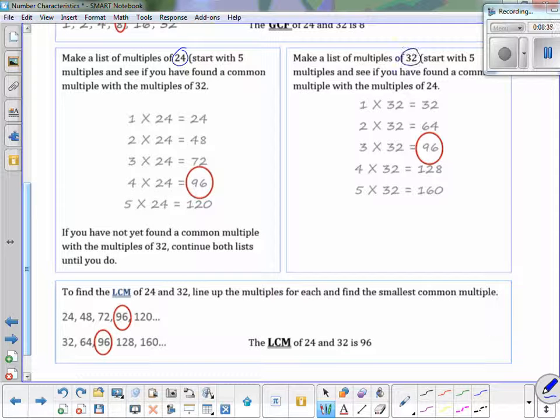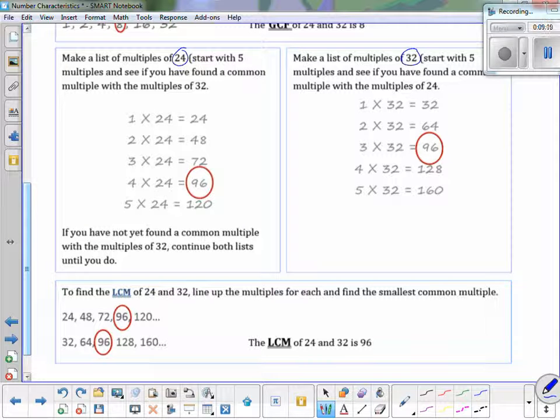All right, the first thing we're going to do is find the multiples of both of those numbers. Multiples, there's many multiples, right? We could keep listing them all day long. We're not going to though. All right, so for 24, 1 times 24 is 24. 2 times 24 is 48. 3 times 24 is 72. 4 times 24 is 96. And 5 times 24 is 120.